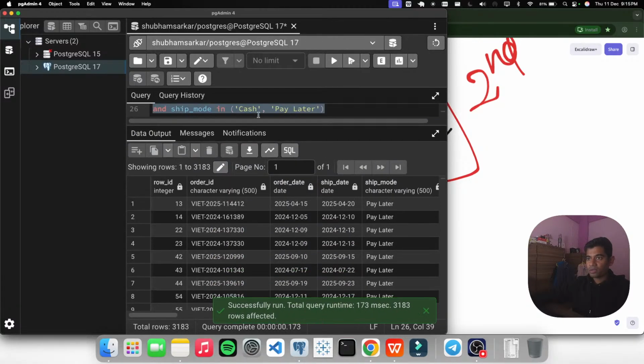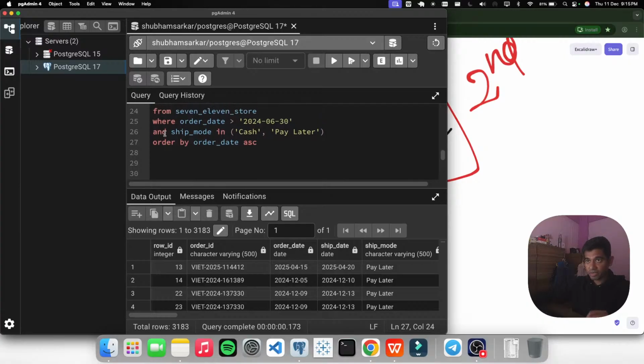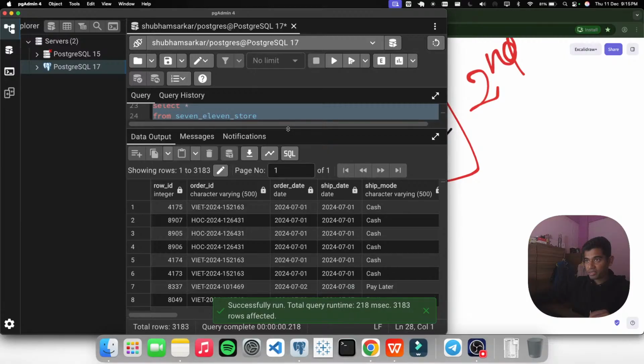Okay, we got the output. So let me give an order by statement, order date in ascending format. And when we execute it, we can see each and every order date is after 30.